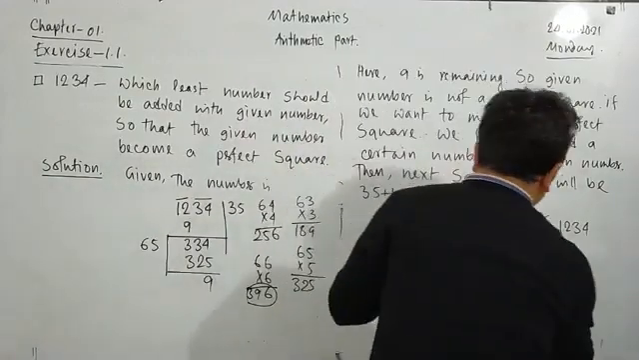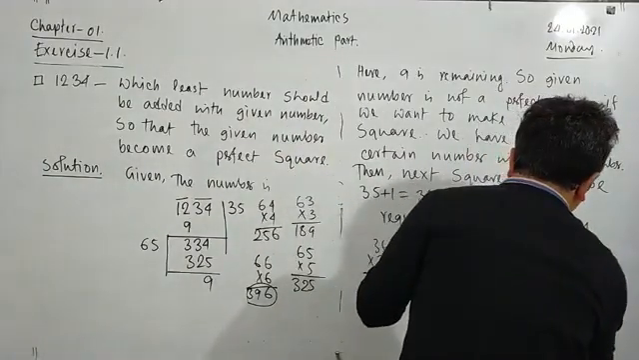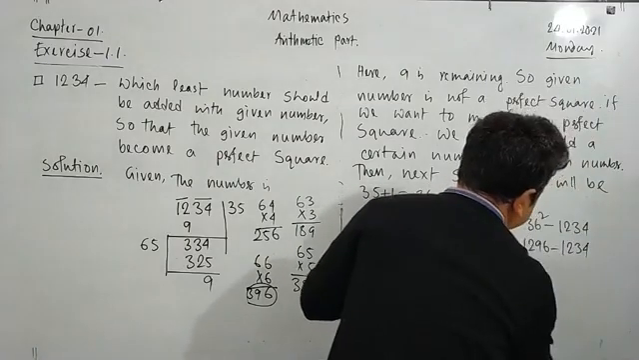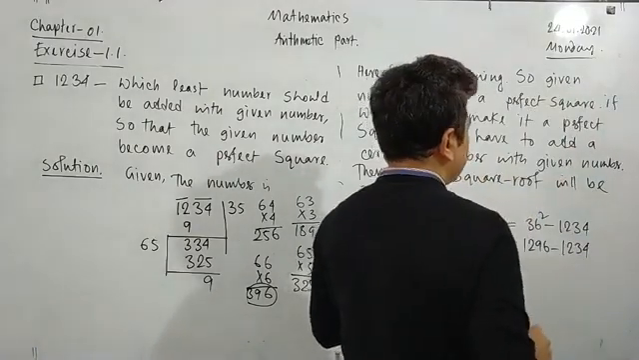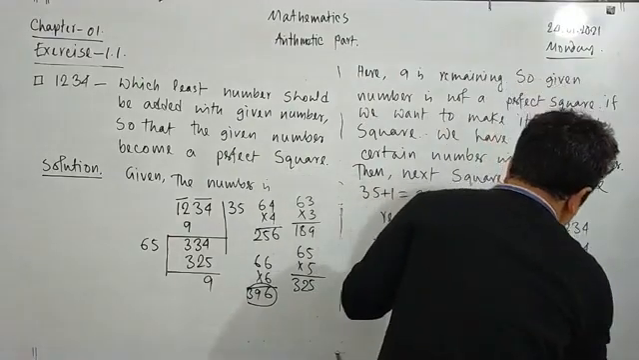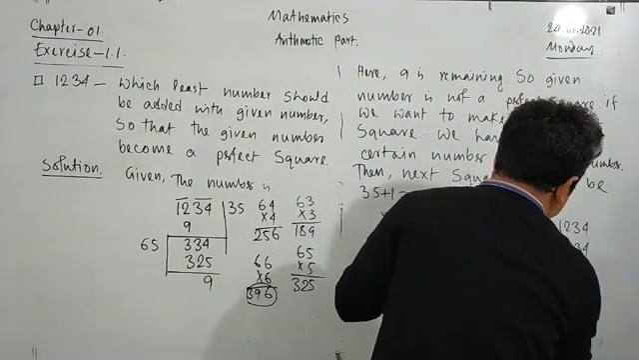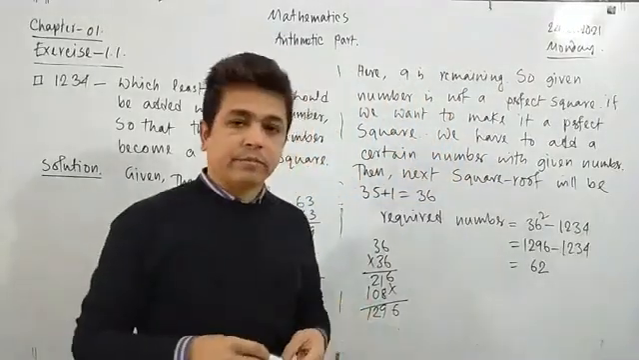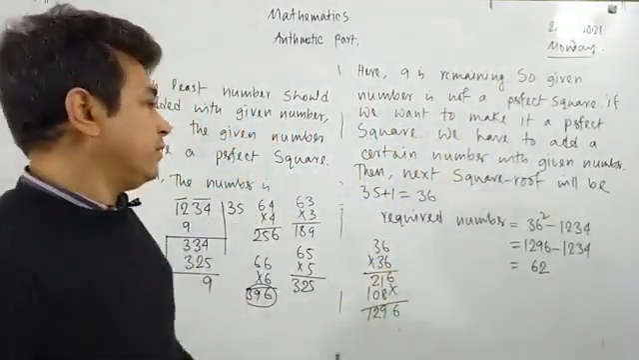6 9 2 1 1 2 9 6. So here, 1 2 9 6 minus 1 2 3 4. Okay, so what is it? Here is 2 and here is 6. 62, I think. Okay, so look here, the answer is 62.